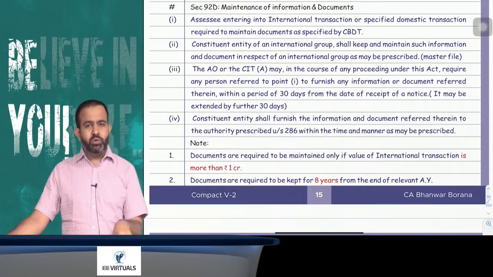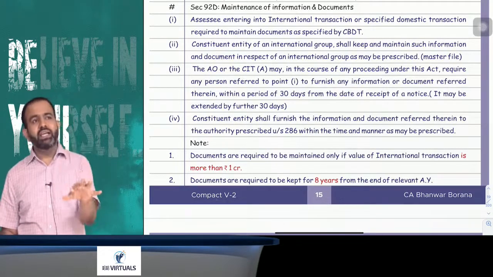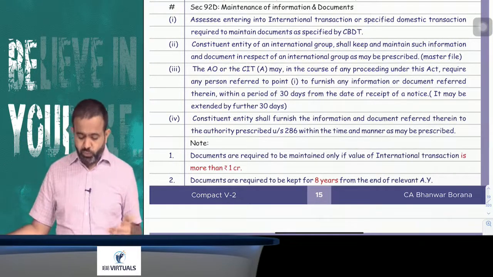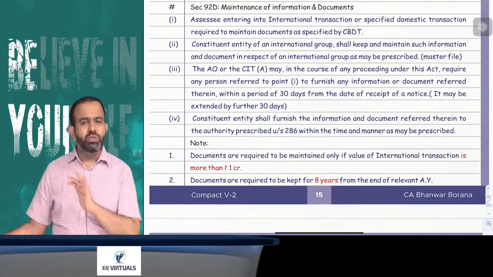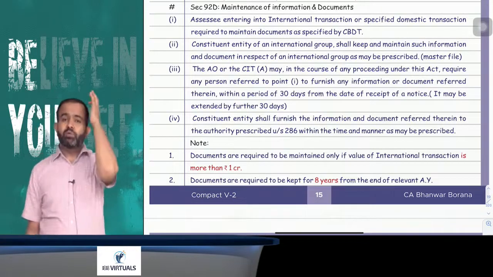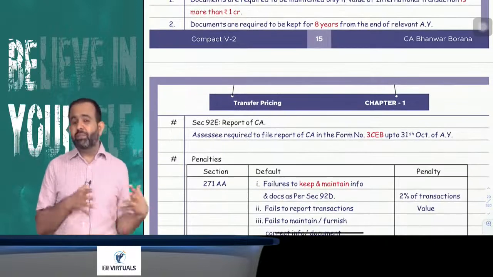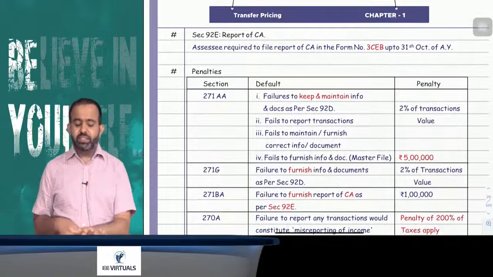Guys, the TP study report, or in simple words the documentation, the local file, is required to be maintained only if your international transaction is more than 1 crore. If your international transaction is not more than 1 crore, then there is no need to maintain the TP study report. And guys, you have to maintain this TP study report for 8 years from the end of the relevant assessment year, meaning you have to keep those documents for 8 years from the end of the relevant assessment year. Next section is 92E.